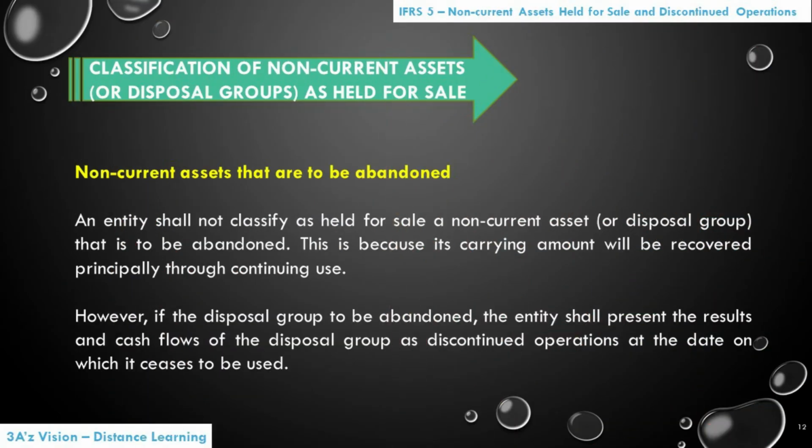Non-current assets that are to be abandoned. An entity shall not classify as held for sale a non-current asset, or disposal group, that is to be abandoned. This is because its carrying amount will be recovered principally through continuing use. However, if the disposal group is to be abandoned, the entity shall present the results and cash flows of the disposal group as discontinued operations at the date on which it ceases to be used.